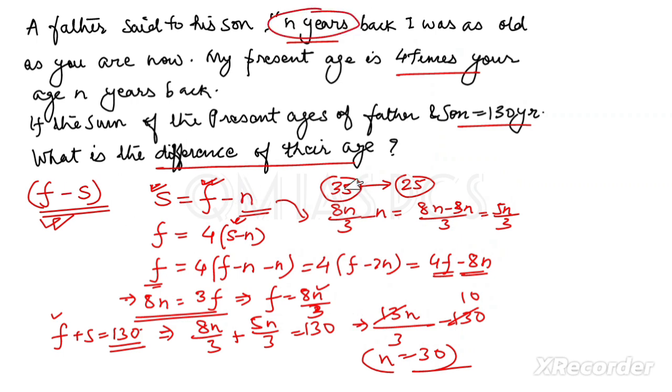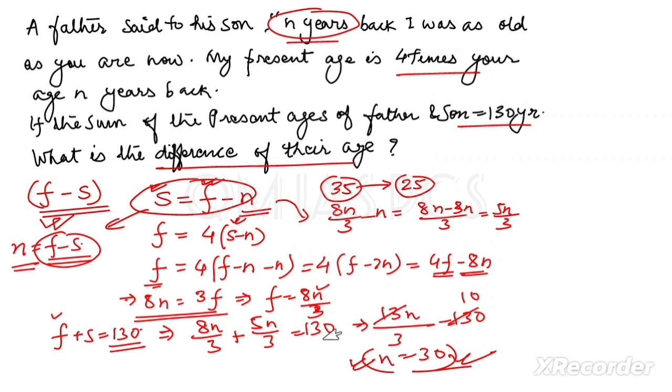Now here you can see this one. So you can write s n. So n is equal to f minus s, but this is the value we are going to find here, right? This is the required value. N is equal to f minus s, and the difference of their ages will be 30. Don't get confused here, we have found the value of n, and n is equal to f minus s, that's why f minus s is equal to 30. So the answer will be 30 years.